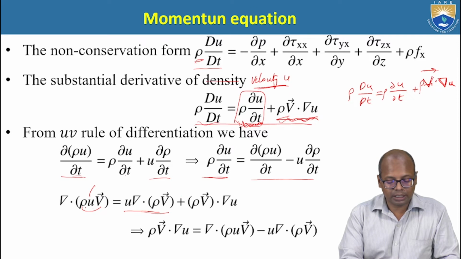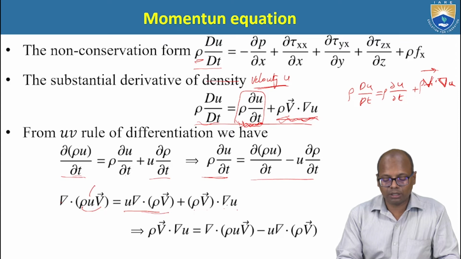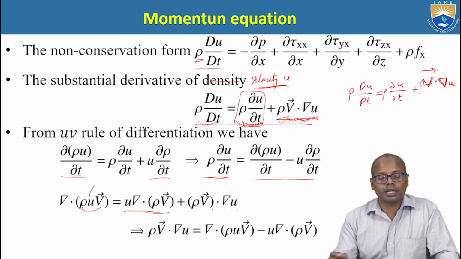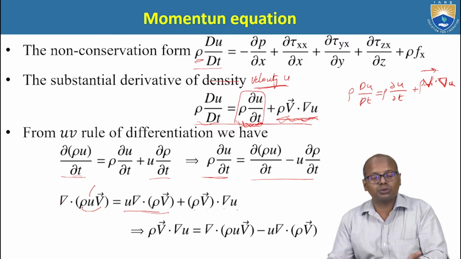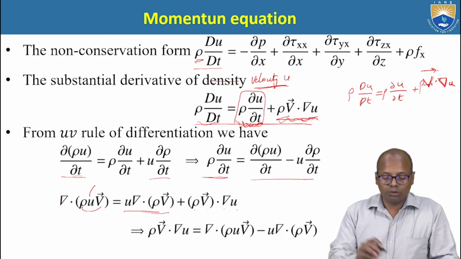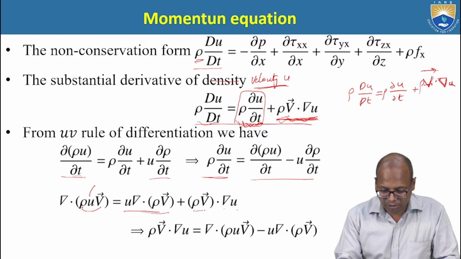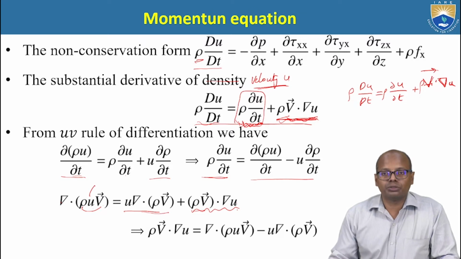The second time, what do I have to do? I have to take the differentiation of u, that is ∇u, and multiply with ρV̄: ρV̄ · ∇u. So this is the UV rule applied for ρ u V̄. Now what we need is ρ V̄ · ∇u. Is there that term here? Yes, I have this term. So this is what we need, ρV̄ · ∇u.